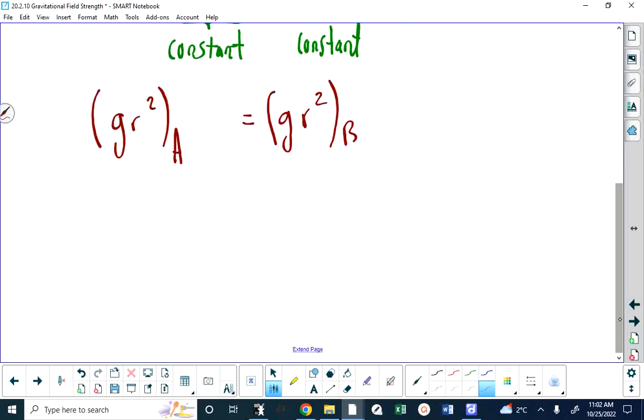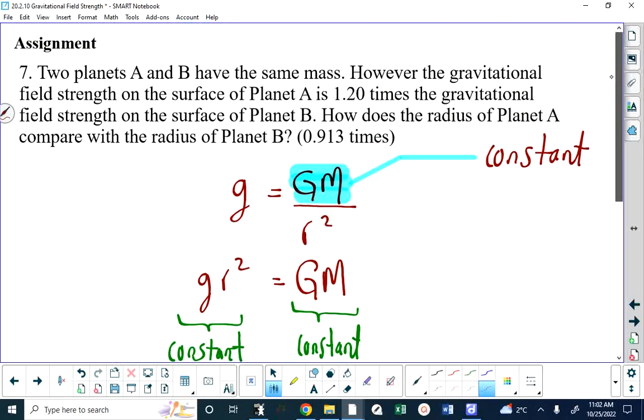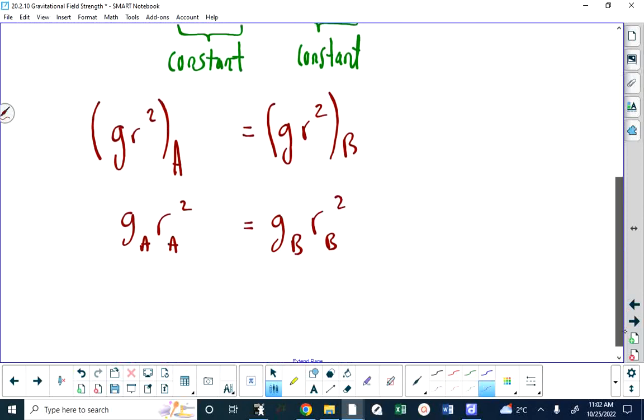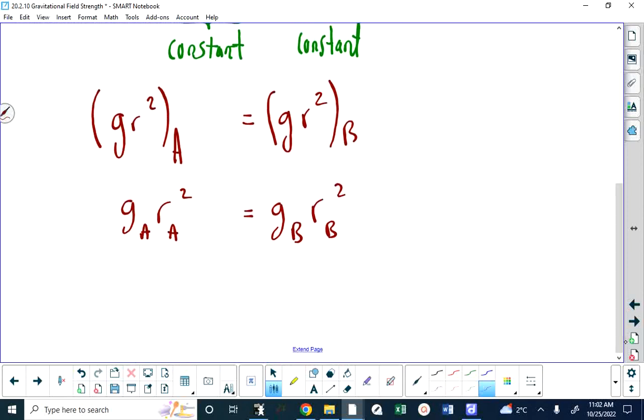So what are we asked to find here? Well, I'm going to add a whole bunch of subscripts. I'm just distributing those subscripts on everything. What are we asked to find? We are asked to find how the radius of planet A compares to the radius of planet B. So let's have a discussion about comparing things in math and science.